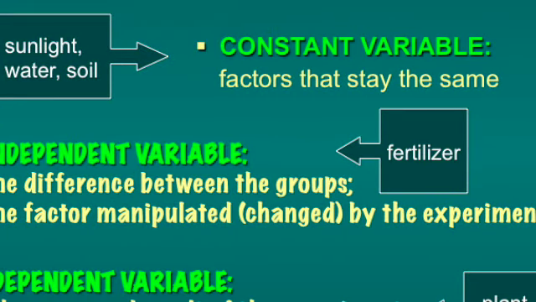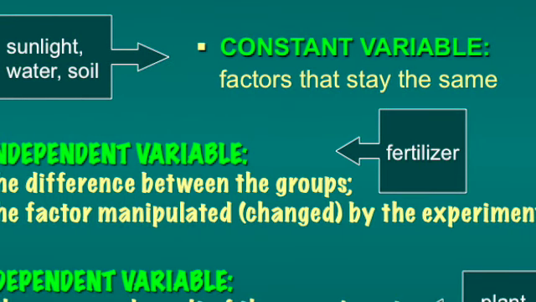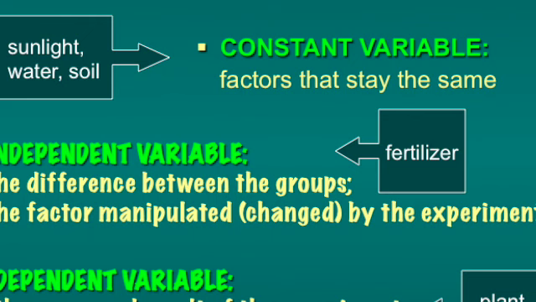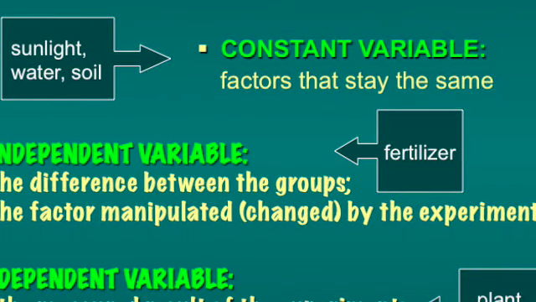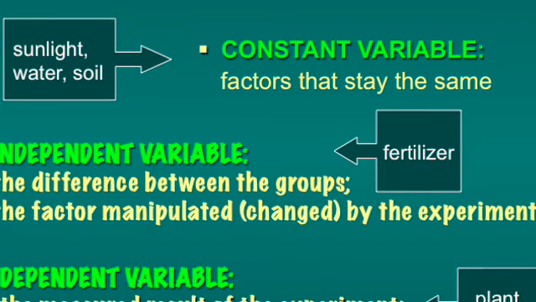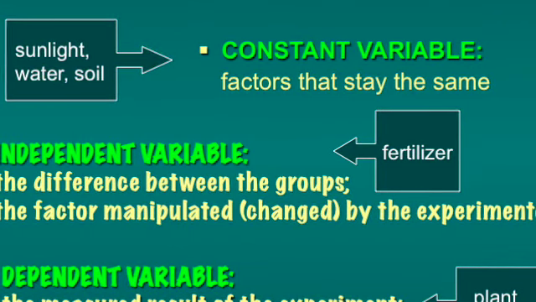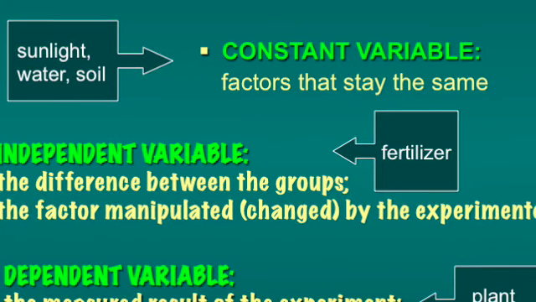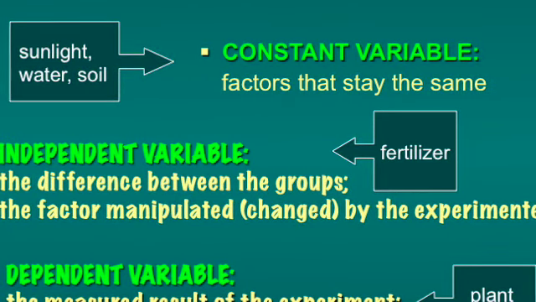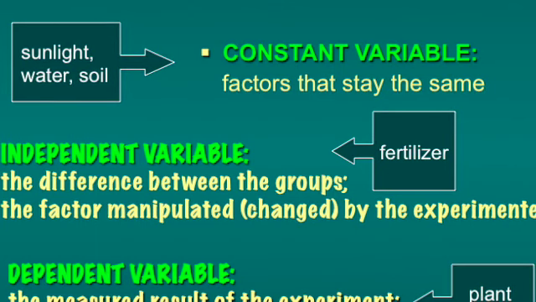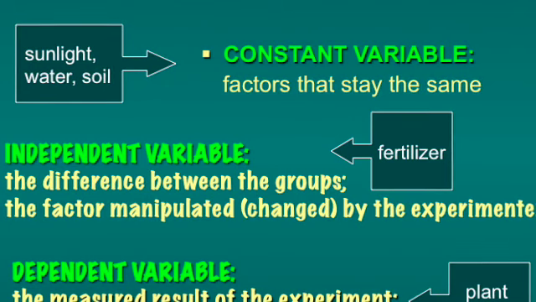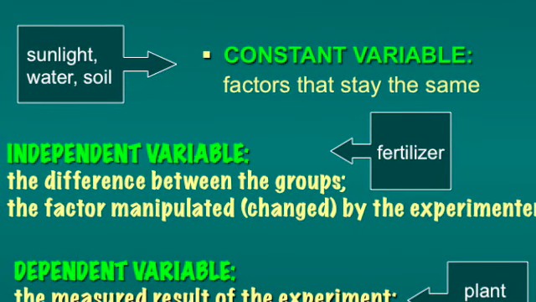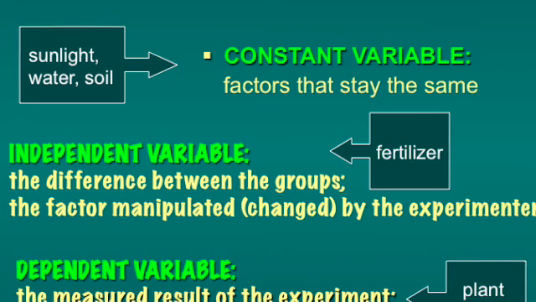In our experiment, we have 3 types of variables, and I apologize, I misspelled variables, and these are just factors that can change. So the first is a constant variable. This is also sometimes called the control variable, and this is what stays the same for both groups. So in this case, both groups will receive water, sunlight, and soil. The independent variable is the one difference between them. Alright, so this will be the fertilizer.